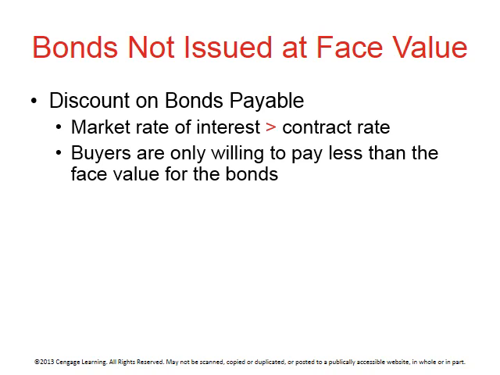So when buyers can earn more interest somewhere else than buying your bonds, they're going to pay less than the face value for the bond. They're going to want a discount.